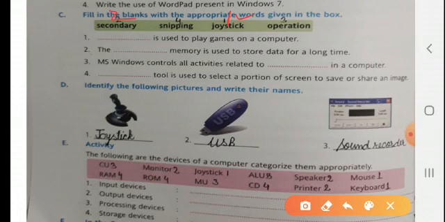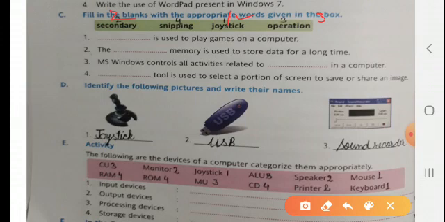Now third one, MS Windows controls all activities related to dash in a computer. MS Windows, operating, okay, related to operation in a computer. MS Windows controls all the activities related to operation in a computer.